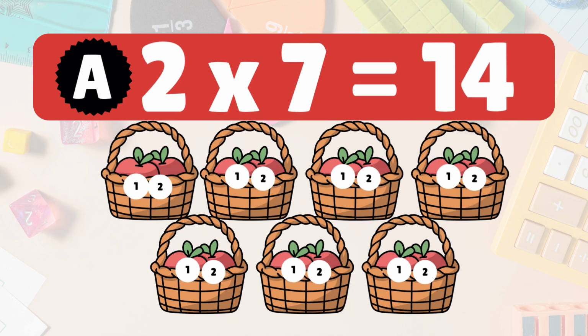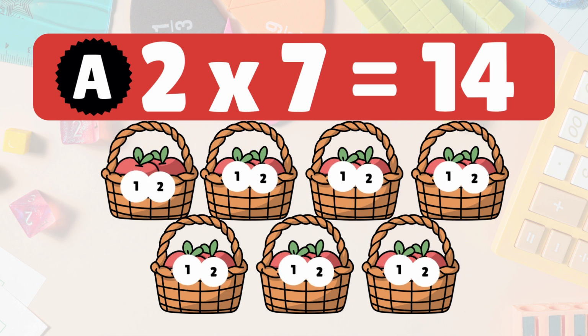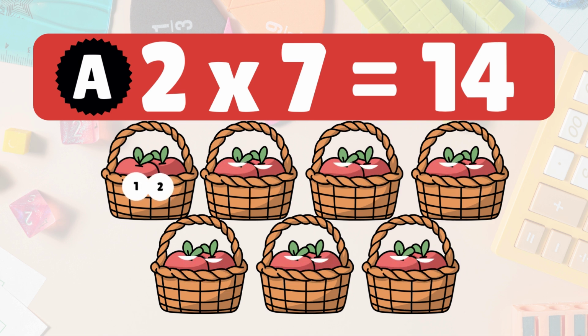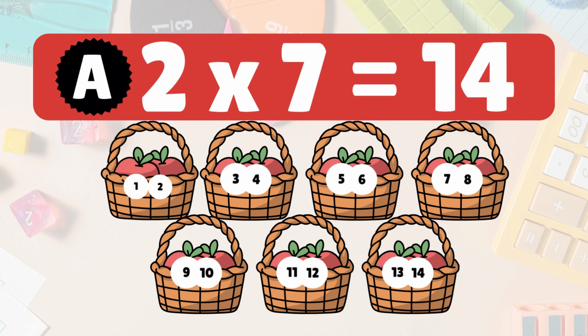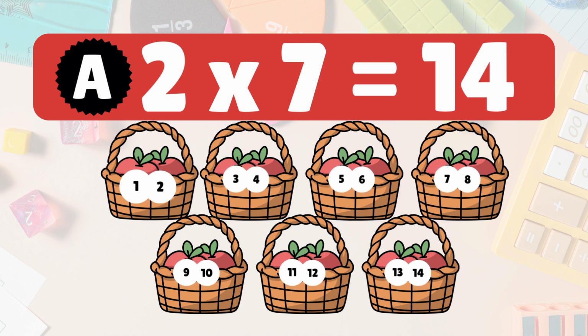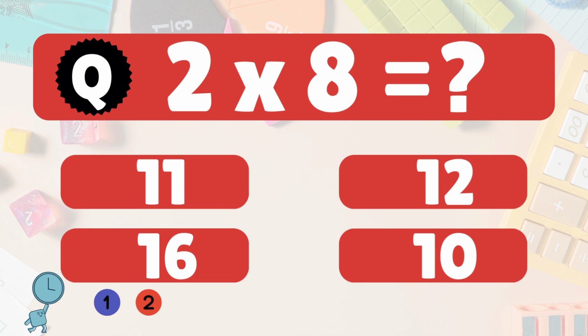Two times 7 is 14. Here we have 7 groups of 2 apples each. Let's count them all. 1, 2, 3, 4, 5, 6, 7, 8, 9, 10, 11, 12, 13, 14. So, 2 times 7 is 14 apples. Next, 2 times 8 is what?